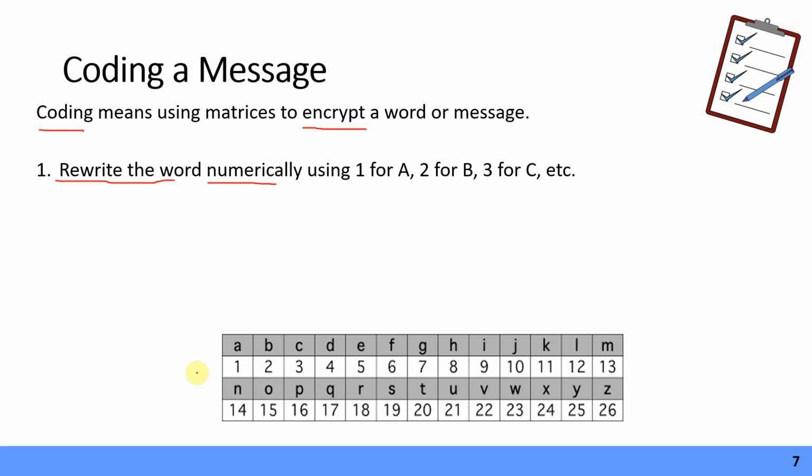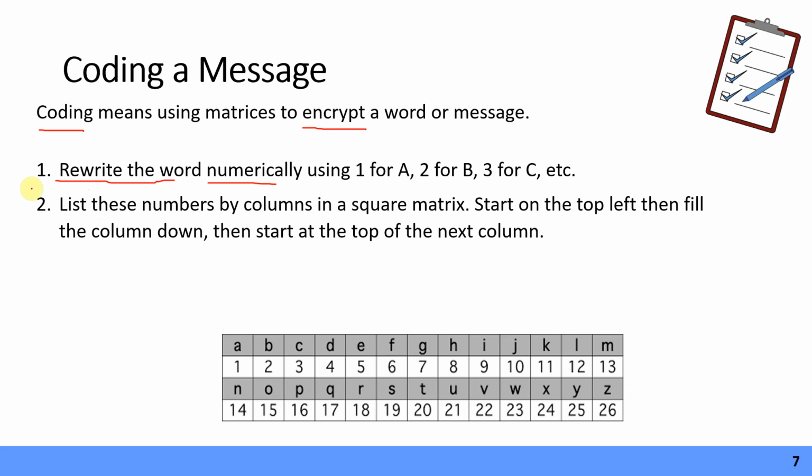We're going to start using this little thing right here where A is going to be represented with the number 1, B with the number 2, and so on and so forth, all the way to Z being represented with the number 26. So first thing you're going to do, you're going to come up with your word and you're going to convert it into numbers. Now that's too easy to decode, right? So we're going to go ahead and do an additional step. So once you convert it into numbers, you're going to have to list these numbers by columns.